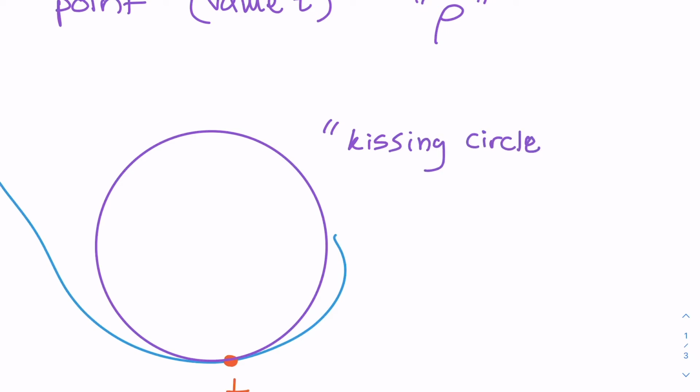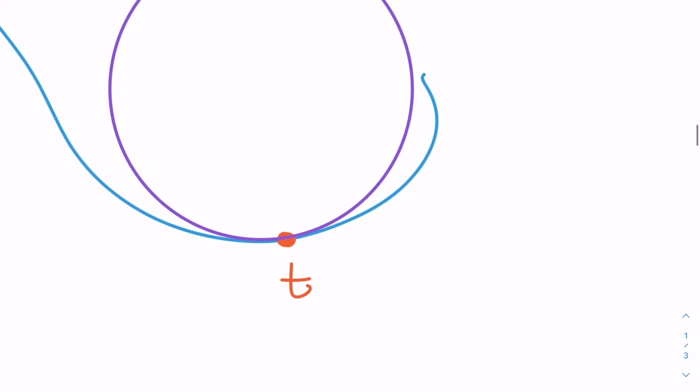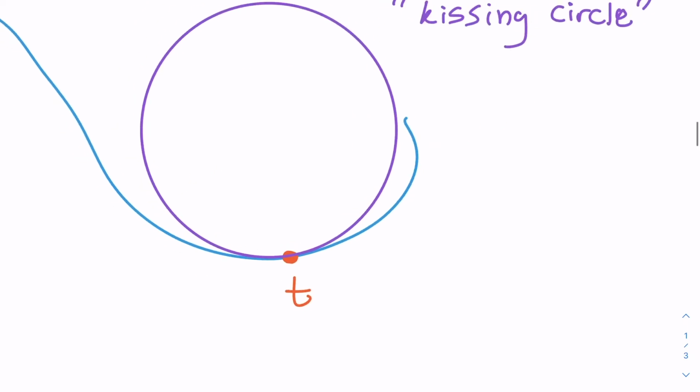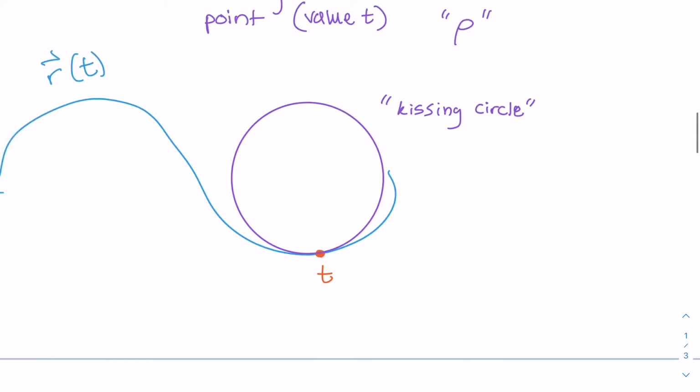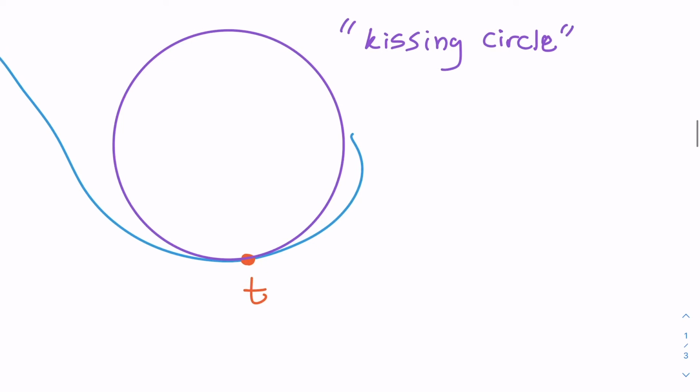The properties of the kissing circle is that it's tangent to the curve, and at the point that it meets the curve, it has the same local curvature. So the curvature here is equal. And this lowercase rho, the radius of curvature, is this radius right here. So it's the radius of this circle. We call that rho.